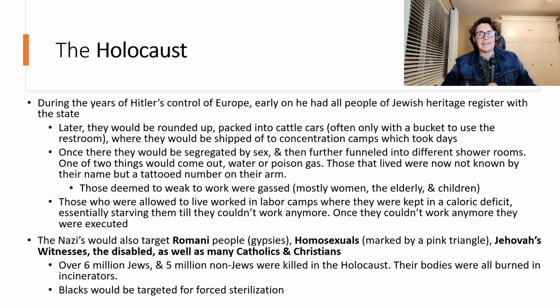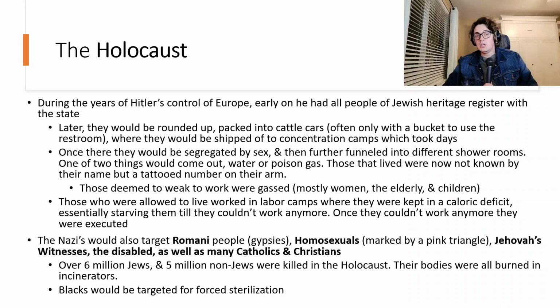Once they get to the concentration camps, they're going to be segregated by sex. So women are going to go one direction, men are going to go another. They're further shuttled into different showering rooms, and one of two things is going to come out: water or poison gas. Those that lived are now known not by their names, but by a tattooed number on their arms. The Nazis intentionally stripped them of their identity and just boiled them down to a number.